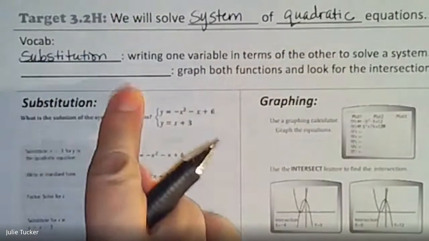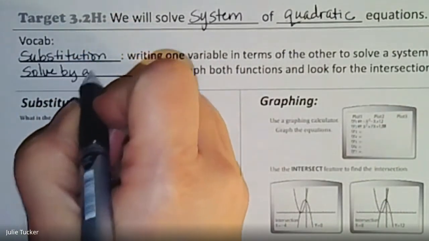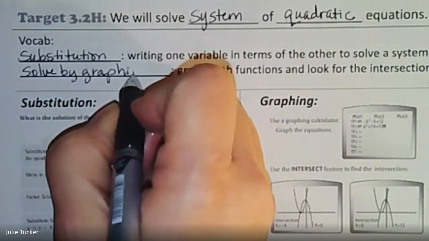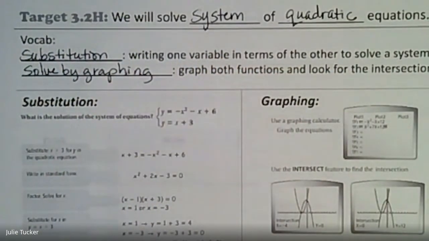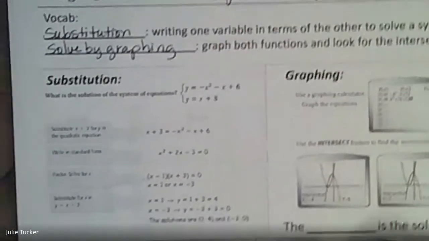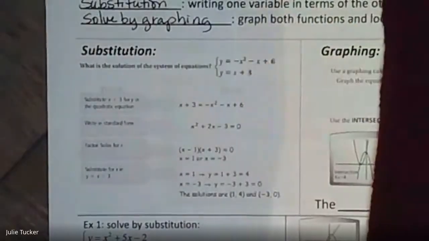And then the other method is going to be solved by graphing. To solve a system by graphing, you have to look for where the things intersect. And the intersection points are the places where they both have the same values. So that will be the solution. So we're going to look at the two methods now, okay? This is going to be a little bit hard to read, but I'll zoom it in.